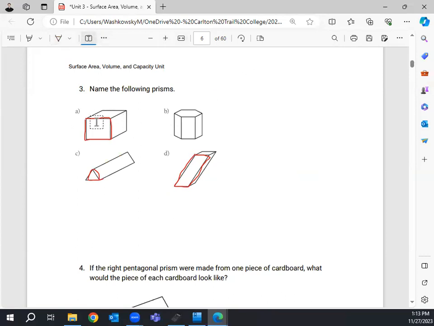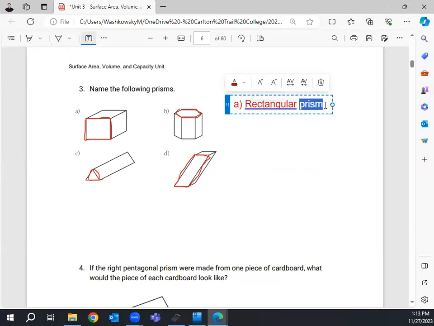So first off, what did I circle in red? What shape is that? It's a rectangle. Absolutely. So figure A is going to be a rectangular prism. The face is a rectangle. It's a rectangular prism. Does anyone know what figure B is?